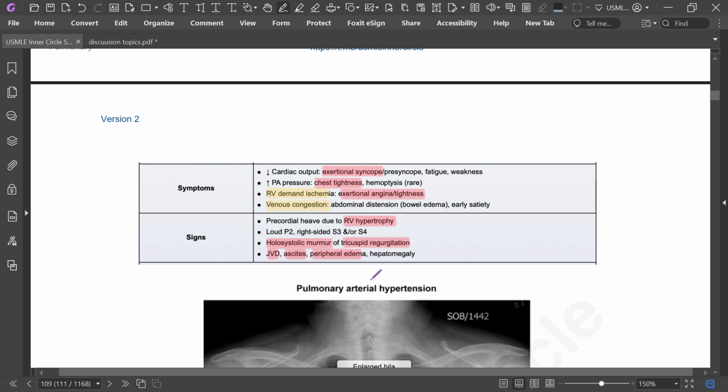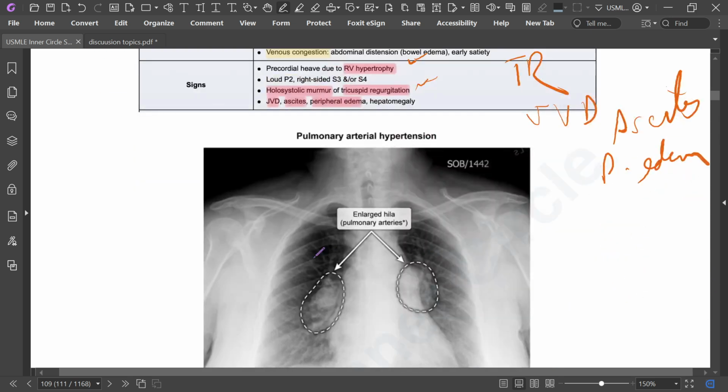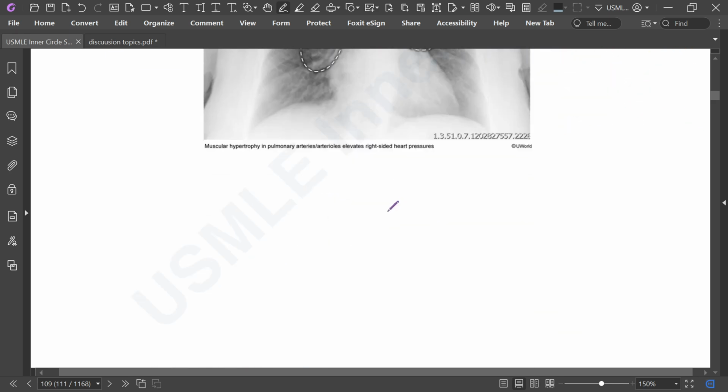Signs: precordial heave due to right ventricular hypertrophy, loud P2, right S3, and holosystolic murmur of TR. So TR murmur, JVD, ascites, pulmonary edema, and hepatomegaly. Okay, this is pulmonary arterial hypertension, with an enlarged hilar pulmonary artery.